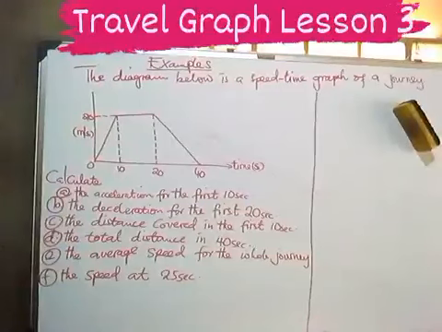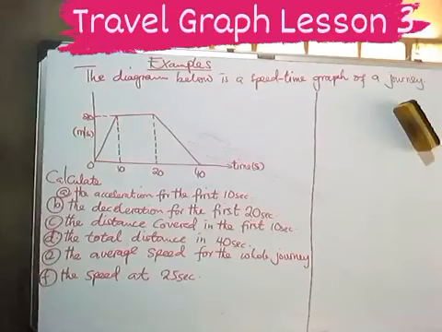Okay, so now we look at the examples under speed time graph. We are told that the diagram below is a speed time graph of a journey. So we have the diagram there. I'm sure we are seeing it.